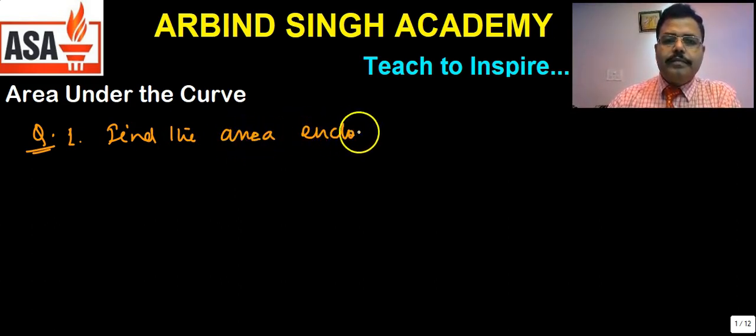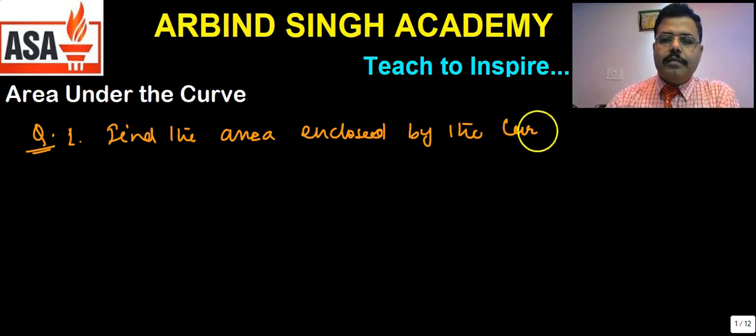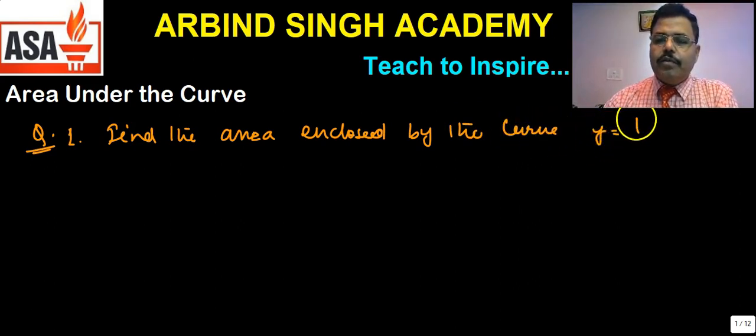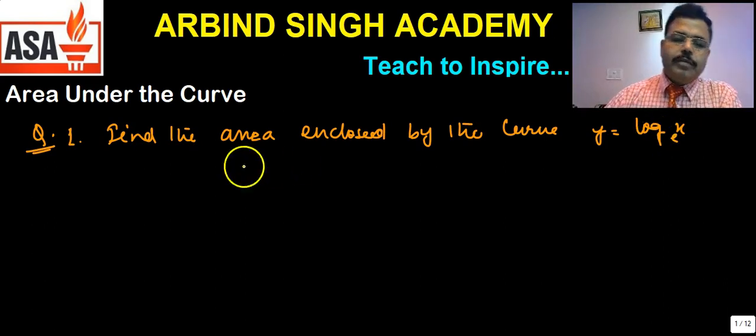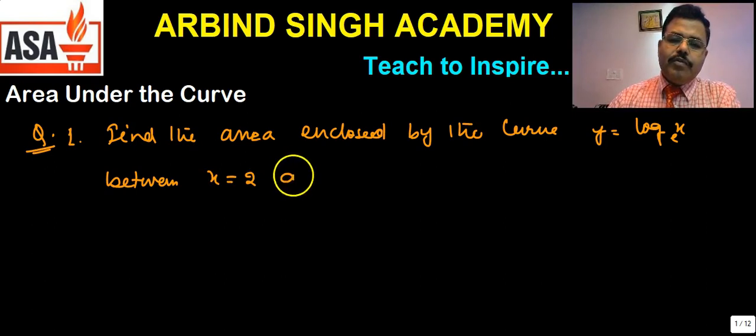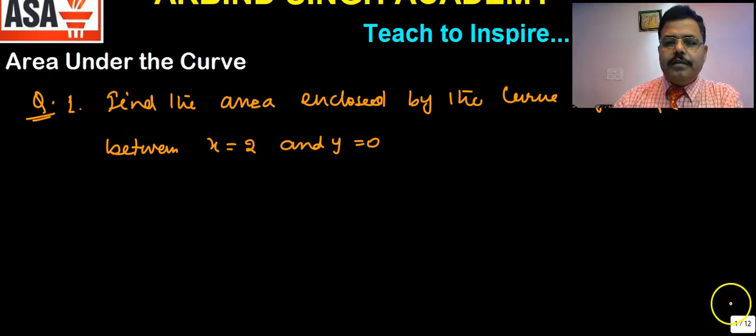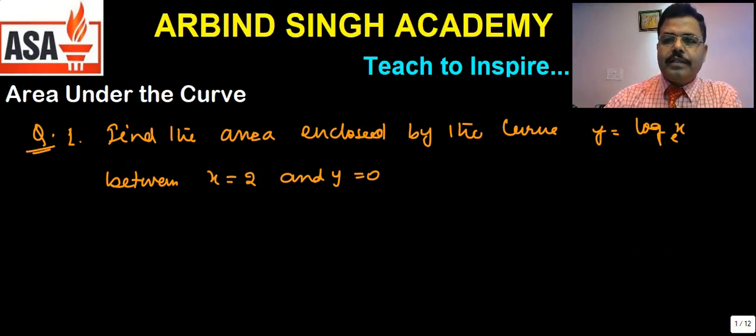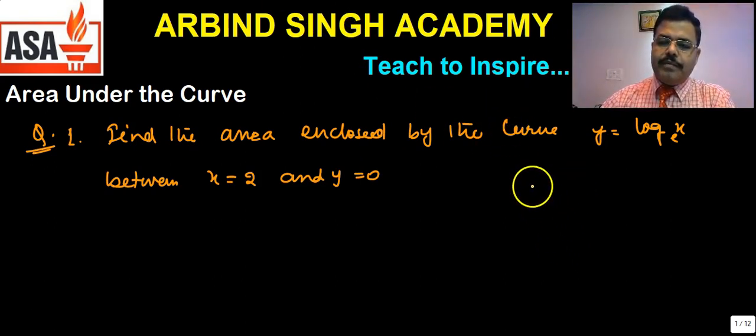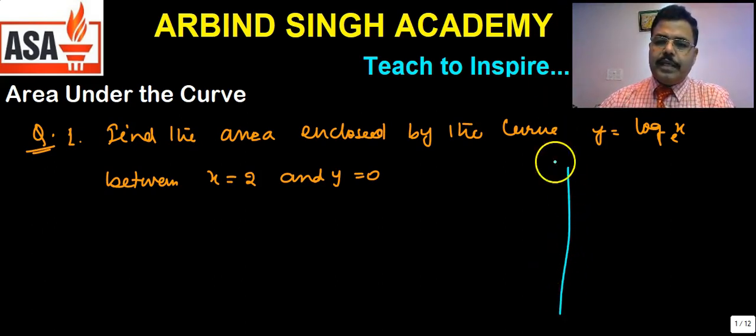Find the area enclosed by the curve y is equal to log x to the base e between x is equal to 2 and y is equal to 0. So this is a curve y is equal to log x. How can you draw the graph? You know the graph of log x. Graph of log x is like this.